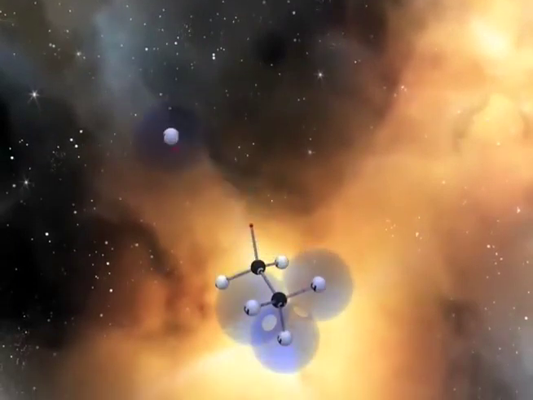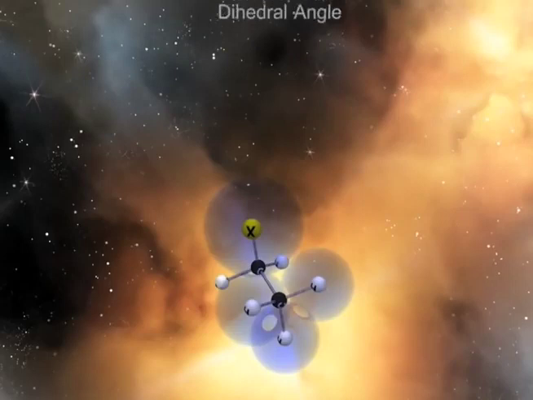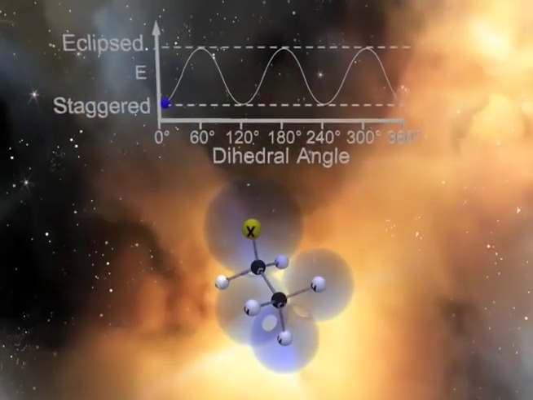When we replace one of the hydrogen atoms with an atom that has a larger atomic radius than hydrogen, steric factors will arise, which will increase the barrier of rotation. As the dihedral angle changes, so does the relative stability of the molecule.